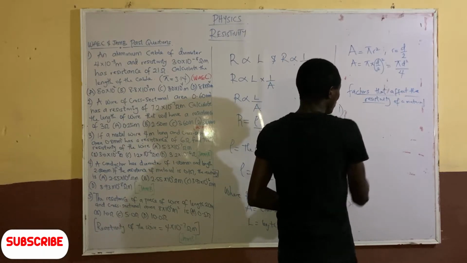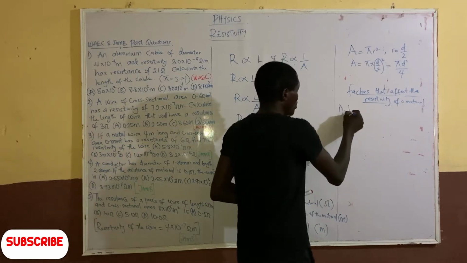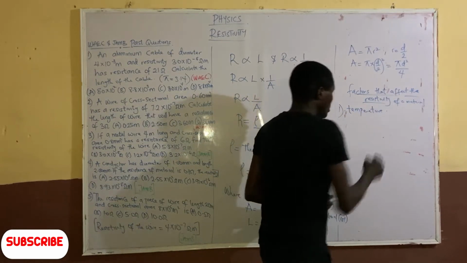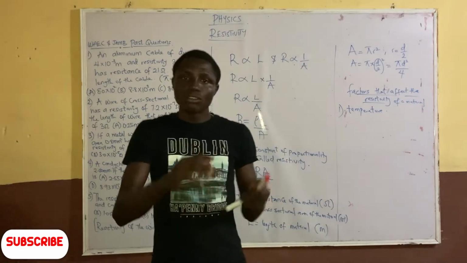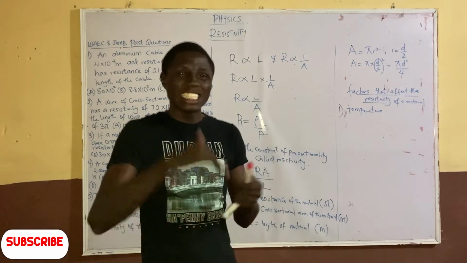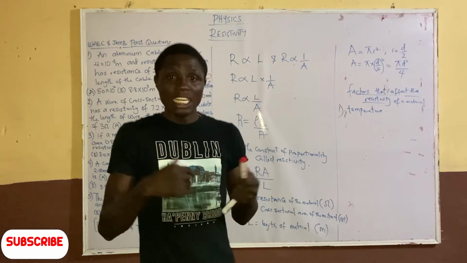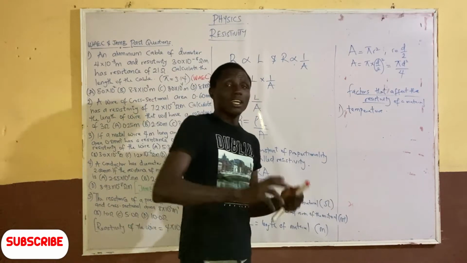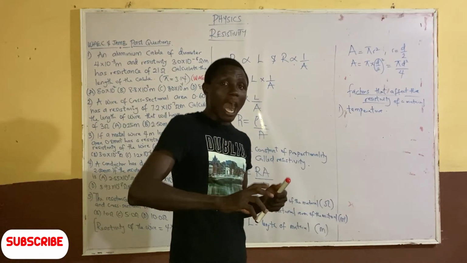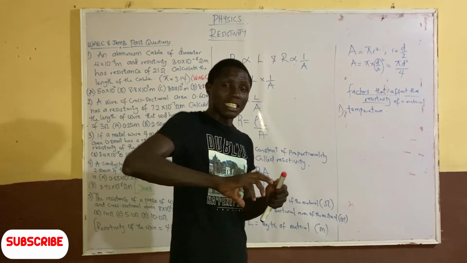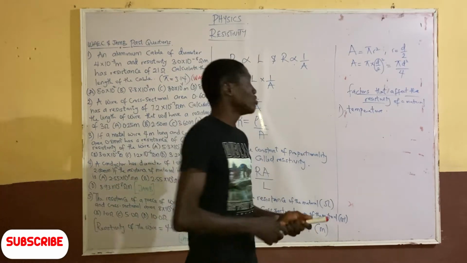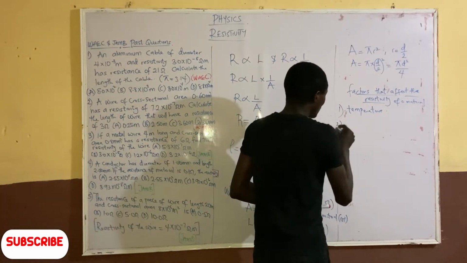We have the first one, which is the temperature. The higher the temperature, the higher the resistivity. It means when you increase the temperature of any material, the resistivity has a tendency to increase. That is, the higher the resistance to the flow of electric current. Number 2 is alloying.